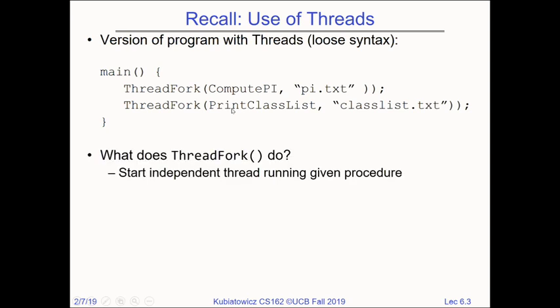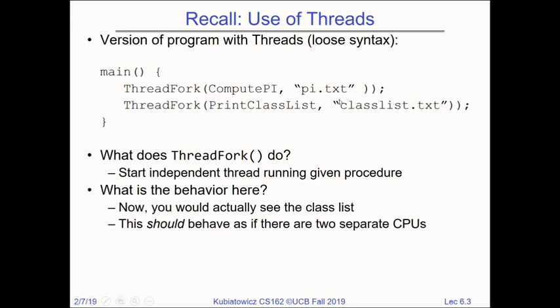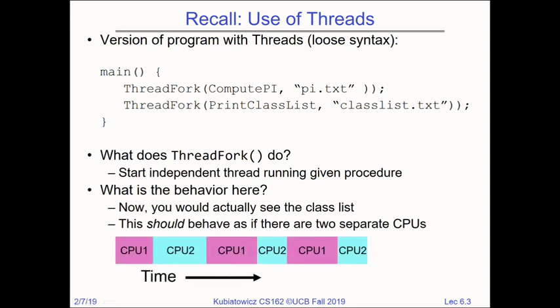Okay? And what does it do? Well, thread fork here is kind of an abstract idea, but basically it starts an independent thread running the given procedure with the given arguments. In this case, we each have one argument. And the behavior is now you actually see the class list. And if you only have one hardware thread, then the threads are going to be alternated to give you that idea that there's more than one thing running simultaneously. Were there any questions on this?